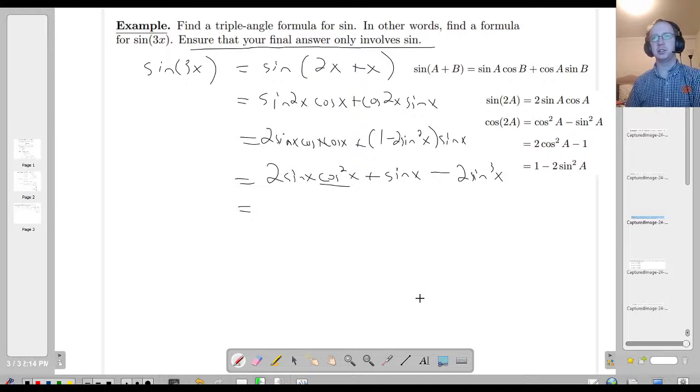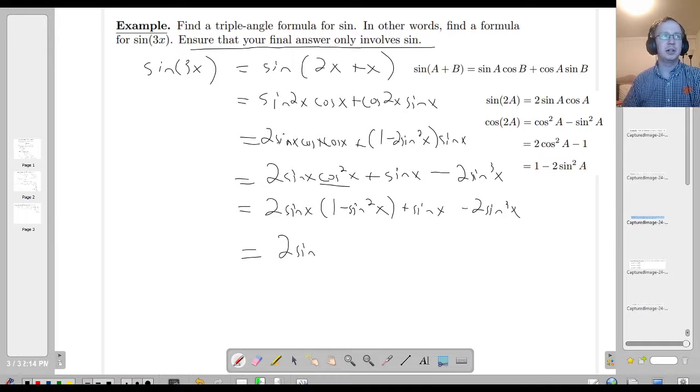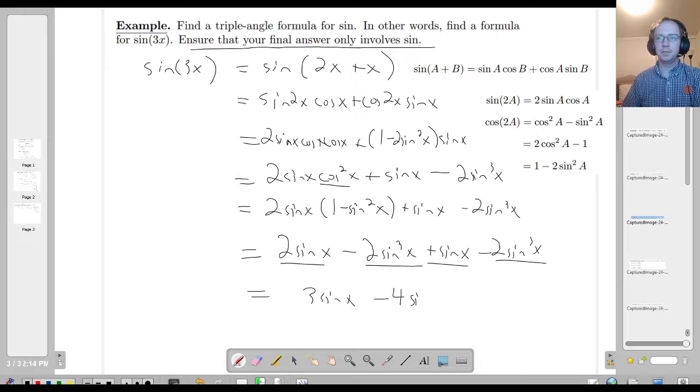So I don't like this cosine squared here. So if I'm trying to turn that into something involving sines, I could use a Pythagorean identity. Cosine squared x is the same thing as 1 minus sine squared x. Now that I've plugged that in, let's see what I can do to simplify this and get some kind of, hopefully, nice formula. I've got 2 sine x minus 2 sine cubed x plus sine x minus 2 sine cubed x. And if I combine all of this together, these terms go together, and these terms go together. So my final answer really does only involve sine. I've got 3 sine x minus 4 sine cubed x.